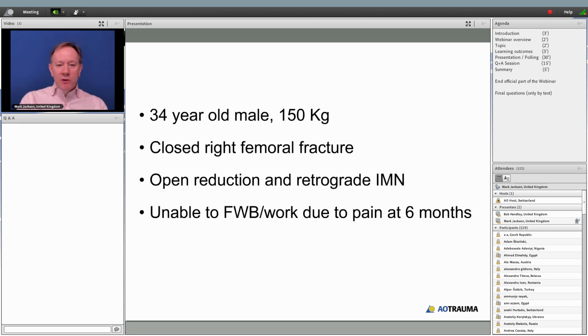What I'd like to do is give you one of the embedded cases that just gives some food for thought to start off with and get your feedback, and then towards the end we'll discuss this in more detail. So this is a 34-year-old man. He's quite overweight, 150 kilos. He sustained a closed right femoral shaft fracture. This underwent retrograde intramedullary nailing, but with an open reduction. And despite adequate fixation, at 6 months, he's still in pain and is unable to weight bear on this.